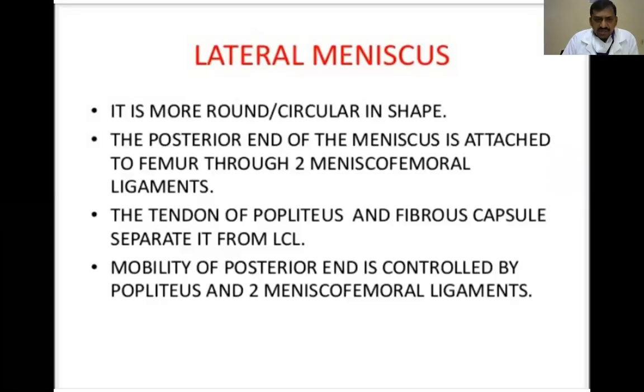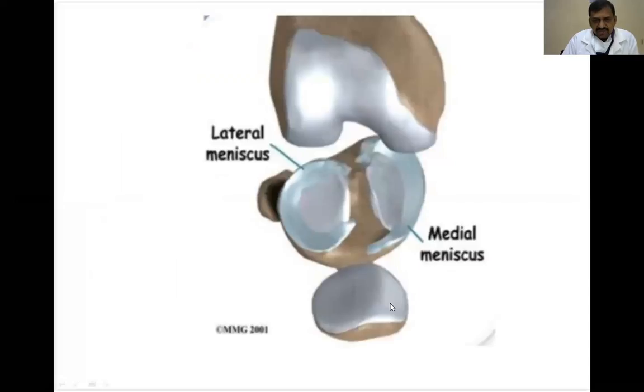The lateral meniscus is more round, circular in shape, and the posterior end of the meniscus is attached to the femur through two meniscofemoral ligaments. The tendon of the popliteus and the fibrous capsule separate it from the lateral collateral ligament. The mobility of the posterior end is controlled by the popliteus and the two meniscofemoral ligaments. These are the two menisci: this is the medial meniscus, and this is the lateral meniscus.